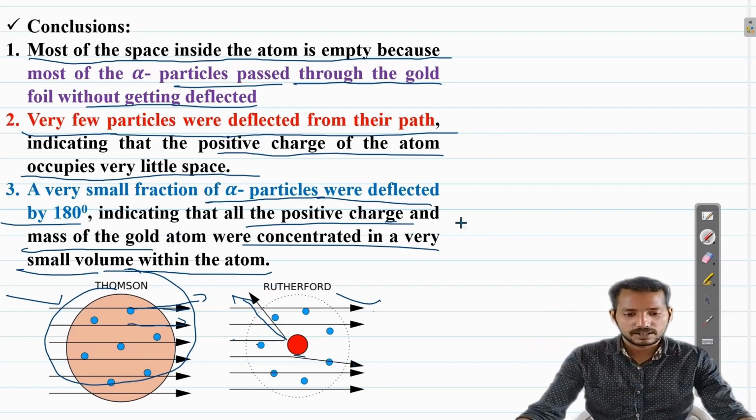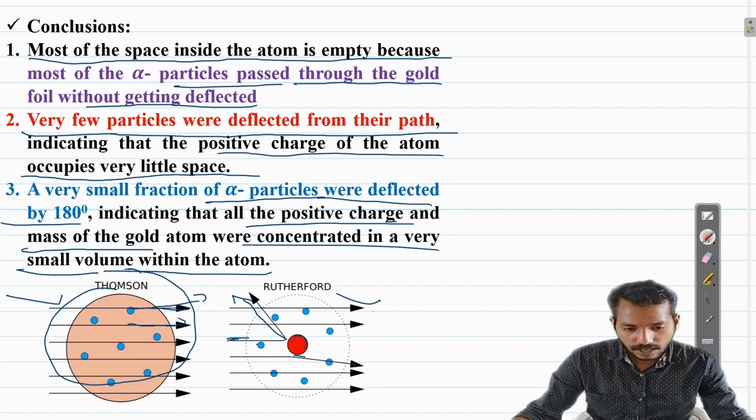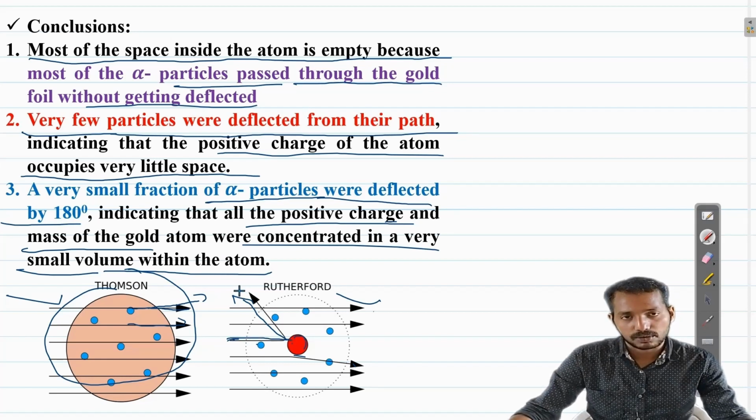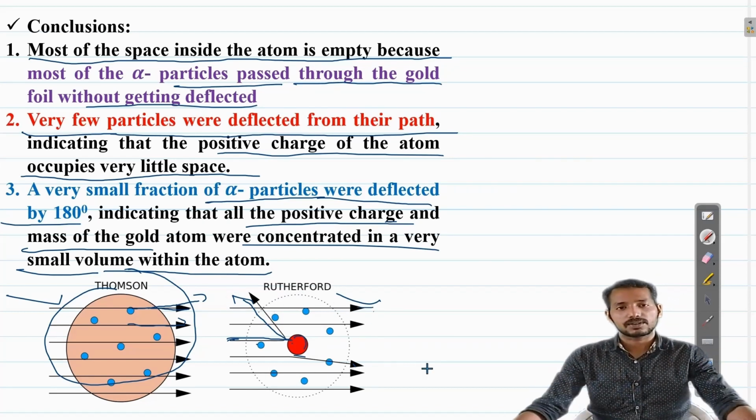That is what he keeps showing here. This red region represents the mass and positive charge of the atom concentrated, and when an alpha particle hits it, it gets rebounded. But the other spaces are empty, so the particle can easily move through the atom without any deflection.